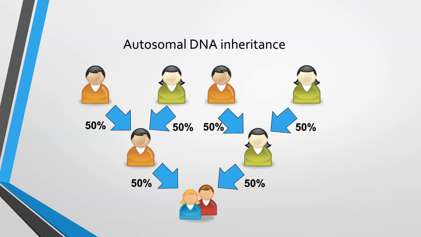Because when your father gave you 50% of his own DNA, nothing obligated him to give you exactly half from each of his own parents. He could have given you more from his father and less from his mother, as long as it added up to 50%. Same thing for your mother. She could have given you more from, say, her mother and less from her father, or vice versa.